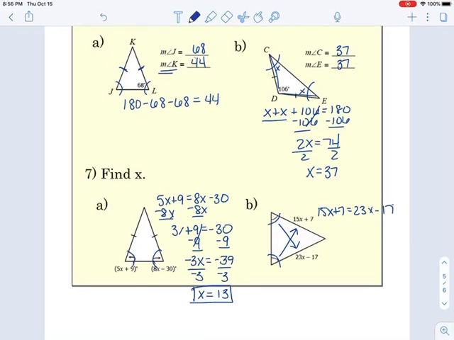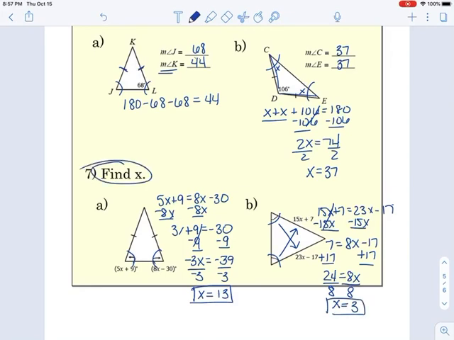Again, it doesn't matter what you do first here. Makes no difference. I'm going to subtract 15x from both sides. So we'll get rid of those. I'm going to be left with 7 equals 8x minus 17. I'll add 17 to both sides. And 24 is going to equal 8x. And then the opposite of multiplying by 8 is to divide by 8. And 24 divided by 8 will be 3. Again, it only asked me to find x. I found it. I'm done.